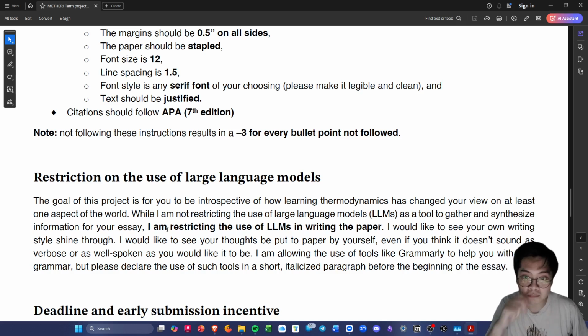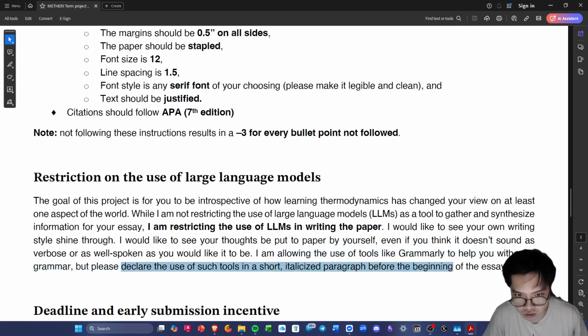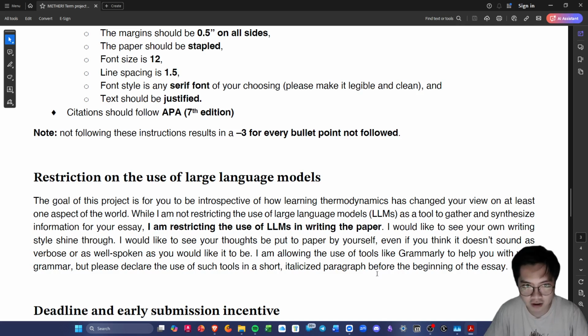But just let me know, okay? If you are using Grammarly or any kind of other thing to augment how you write, please let me know. Declare the use of such tools in a short italicized paragraph before the beginning of the essay, just so I know what I'm going to read. Okay? If I see any M dashes in there, I mean, I use M dashes naman. But the thing is, if I see anything in there that smells like ChatGPT or Gemini or those other kinds of large language models, I will take it against you.